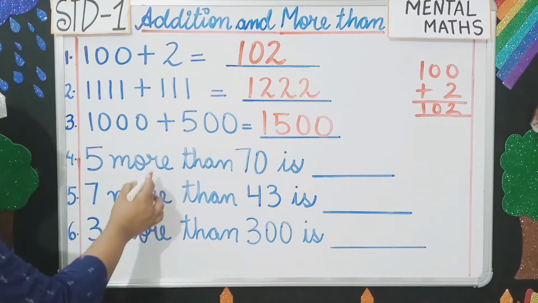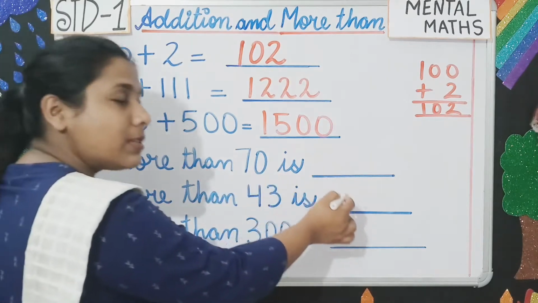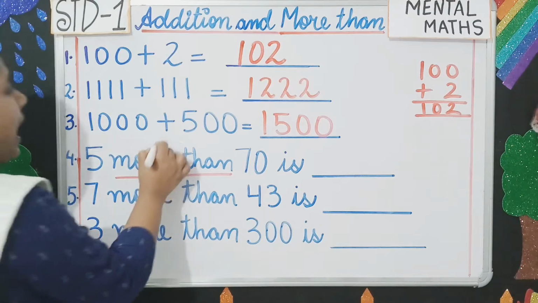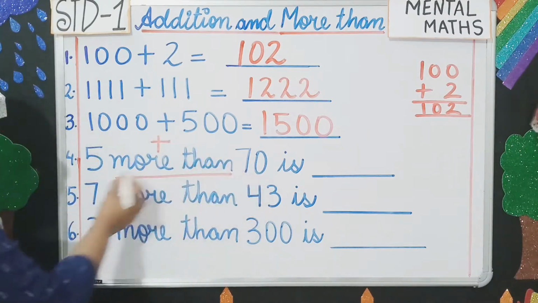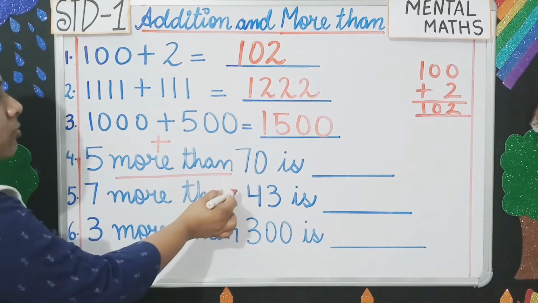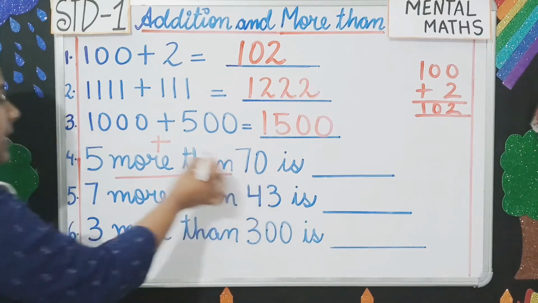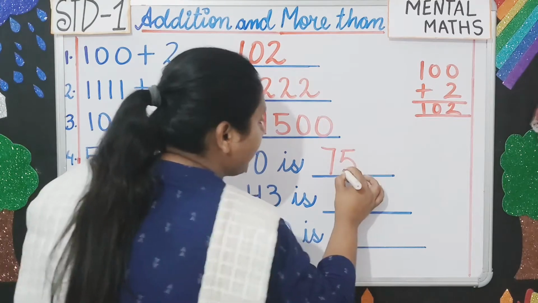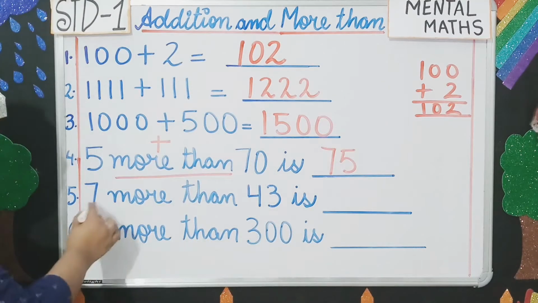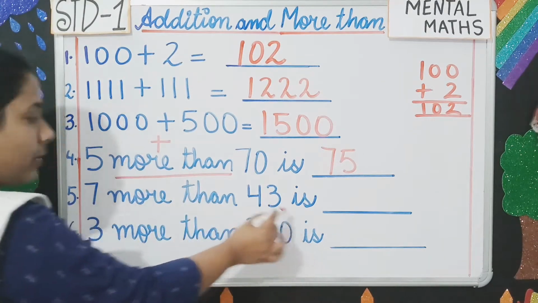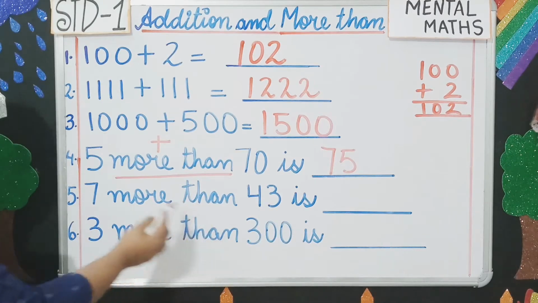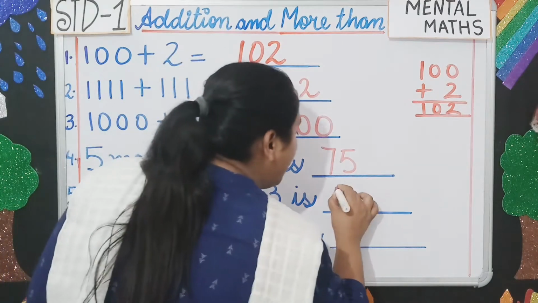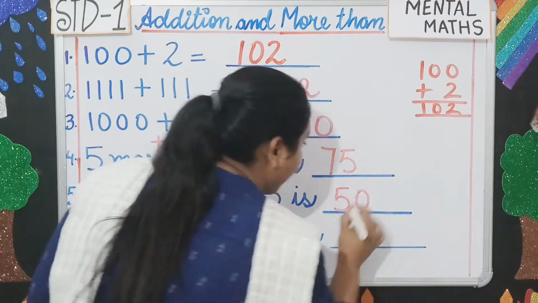Next, 5 more than 70 is dash. Now this more than, this means that you have to add these two numbers. When you will add these two numbers, it will be 70 plus 5, which is equal to 75. Next, 7 more than 43 is, here also more than, that means you have to add 7 and 43, which will be equal to 50.